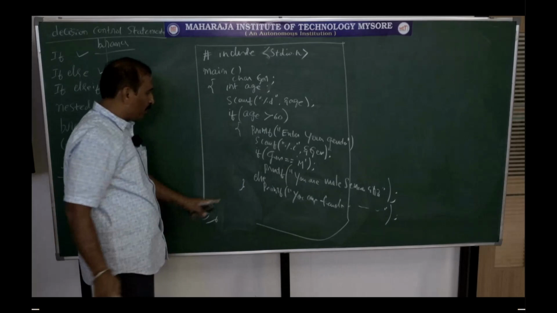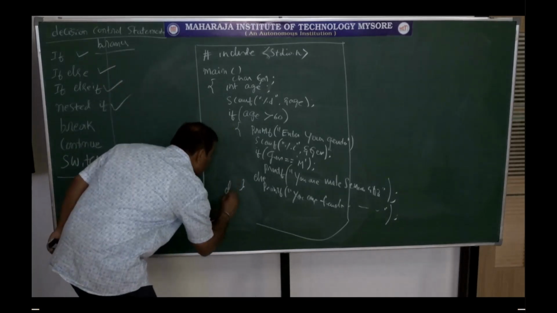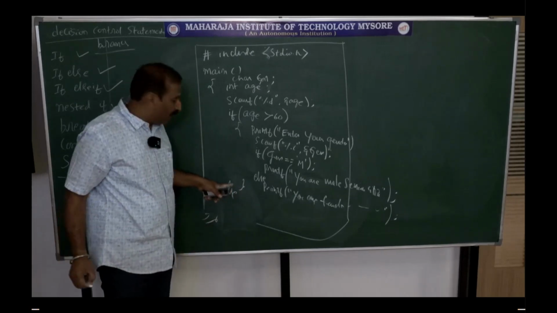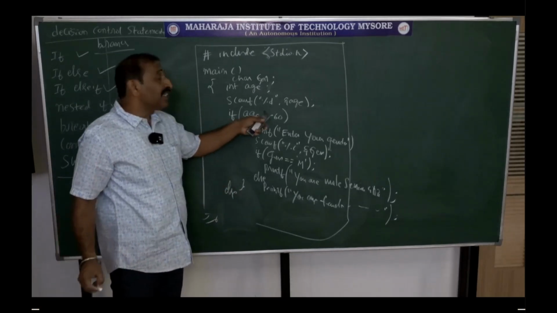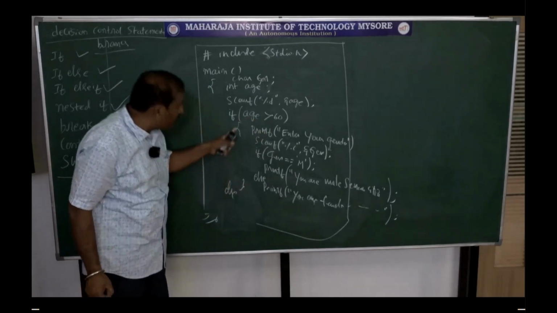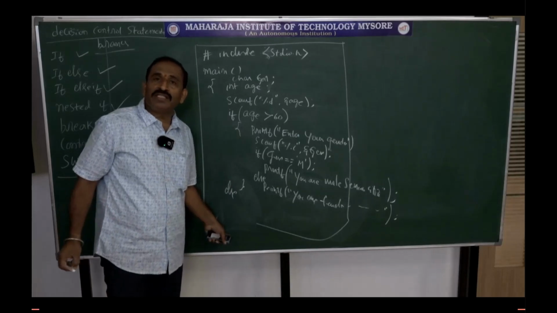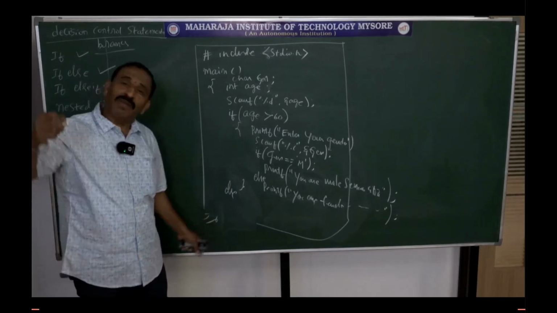Close this bracket. This is for the if statement. Then you can have this else. What does this else indicate? Else indicates age less than 60. If age is greater than 60, this is executed. If age is less than 60, whatever, maybe teenager, adult, male, female, whatever it is.